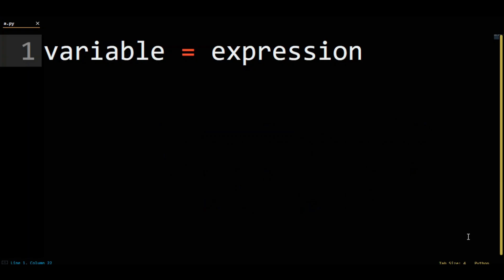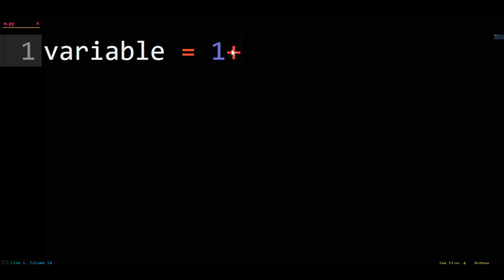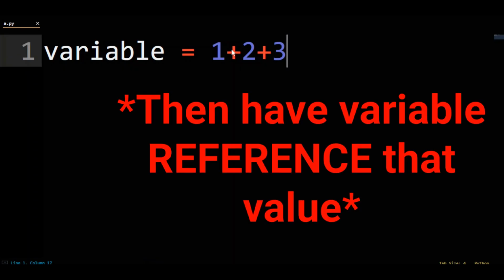For instance, we can make variable equal 1 plus 2 plus 3. This won't give you any kind of error. It will simply compute the sum to be 6, then store that value in variable.